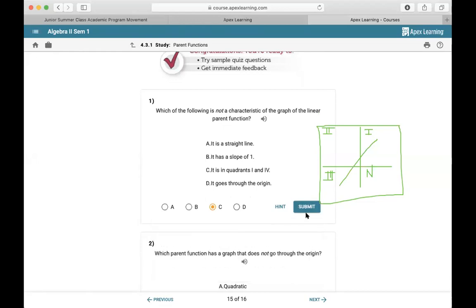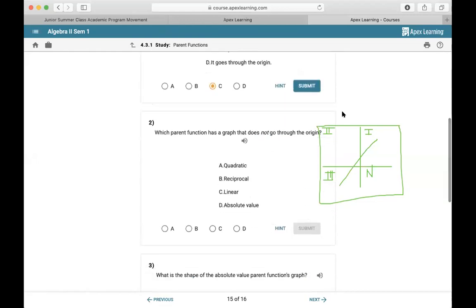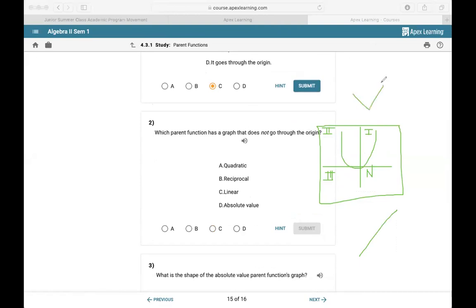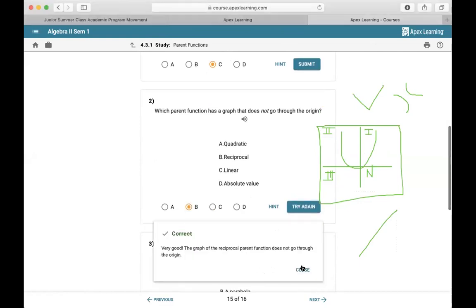All right. Moving forward here, what parent function does not go through the origin? Okay, which parent function does not go through the origin? All right, and obviously y equals x, that linear goes through there. Okay, we had our other functions, which were our quadratic, right? We had our quadratic, we had our absolute value, and then we had our reciprocal, right? And knowing the basic shapes of those, the answer for this one is going to be our reciprocal.